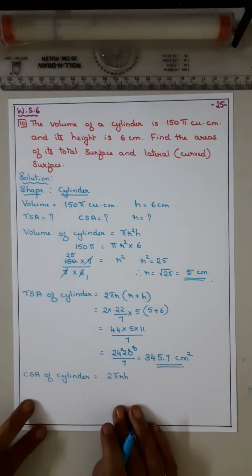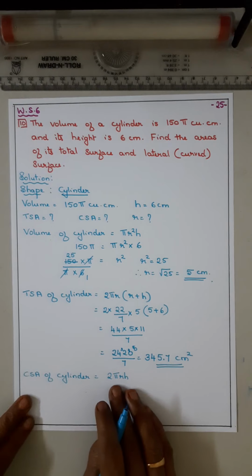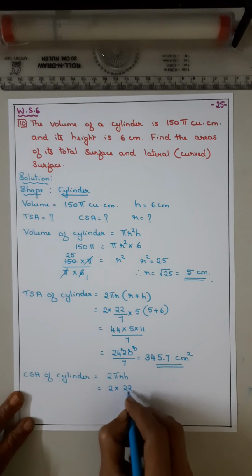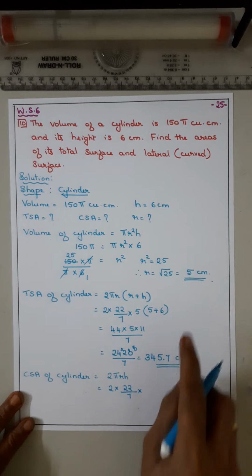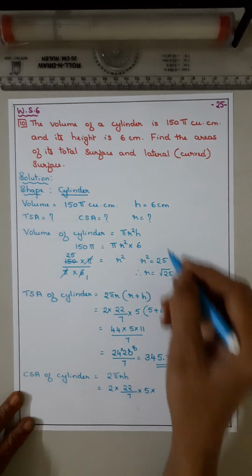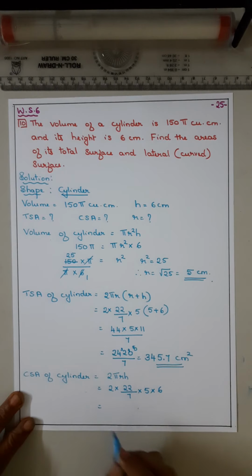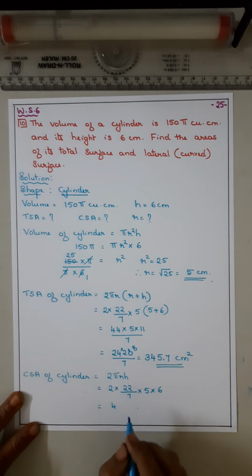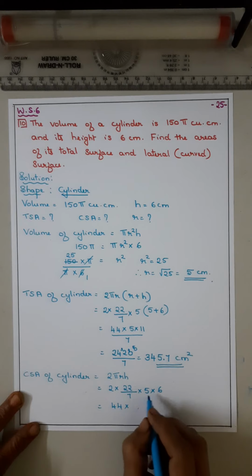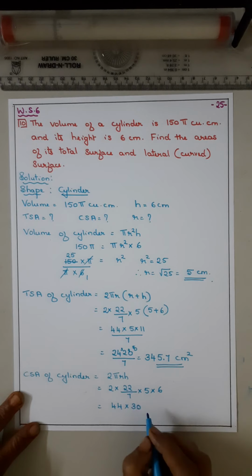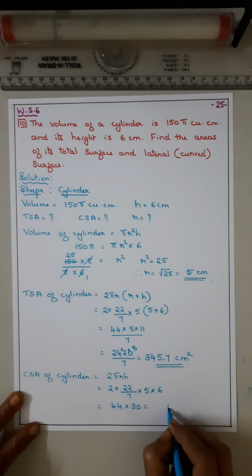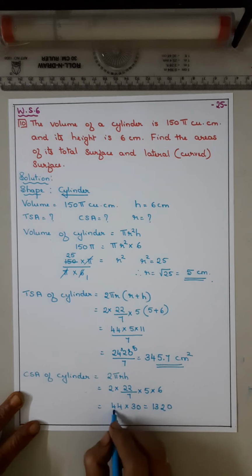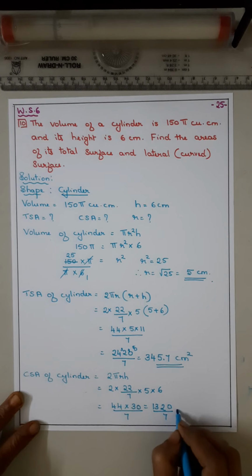Now coming to the CSA, formula is 2 pi RH. So 2 pi RH, put the values: 2 into 22 by 7 into R is 5, H is 6. Again, 22 2s are 44 into 5 6s are 30. Means multiply this, 0, 3 4s are 12, 3 4s are 12 plus 1, 13, divide by 7.